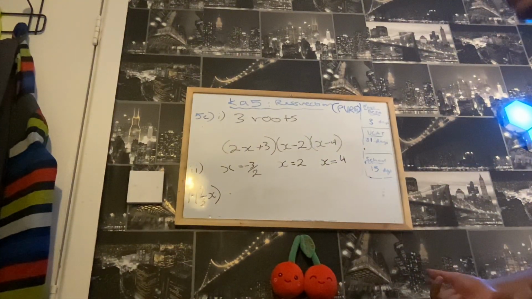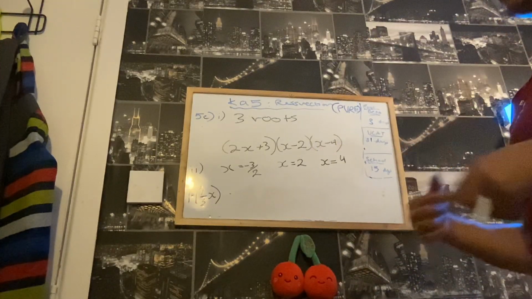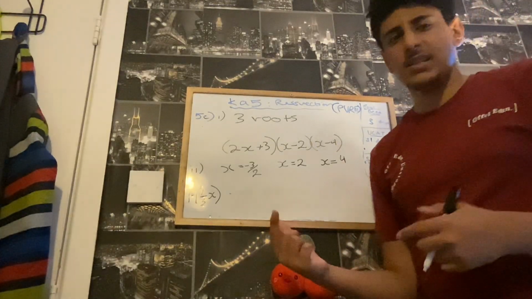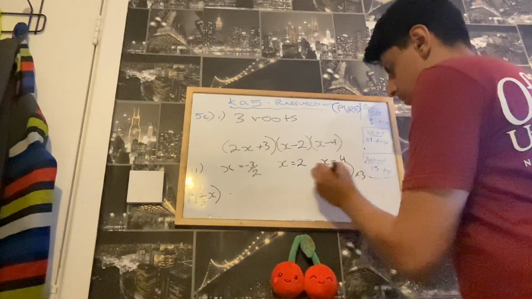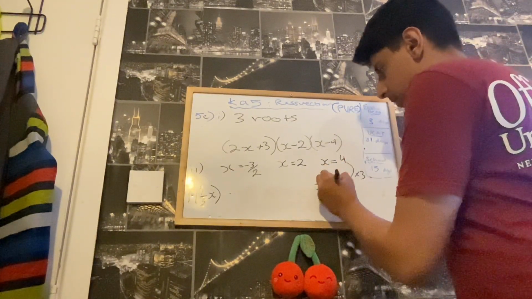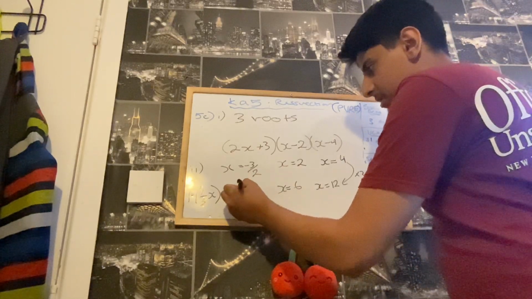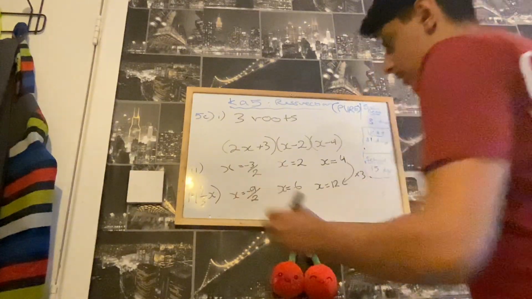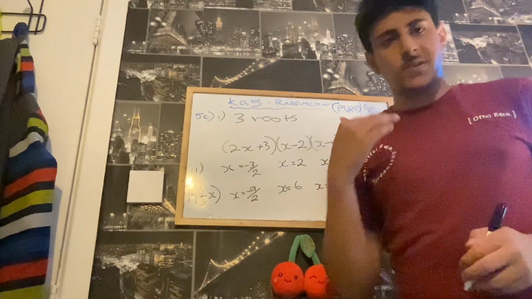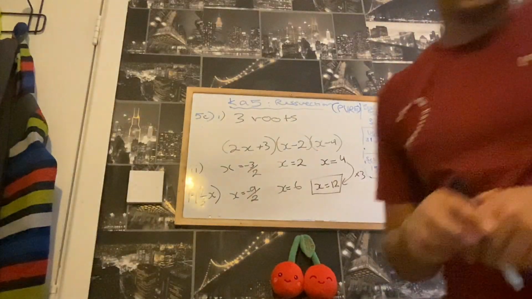So instead of timesing it by a third, we divide it by a third. Okay? So this would be times by 3, or x equals 12, x equals 6, and this would be x equals what? Minus 9 over 2. Okay? And it's asking us to find the largest root, and that would be x equals 12. That's your answer for part C.